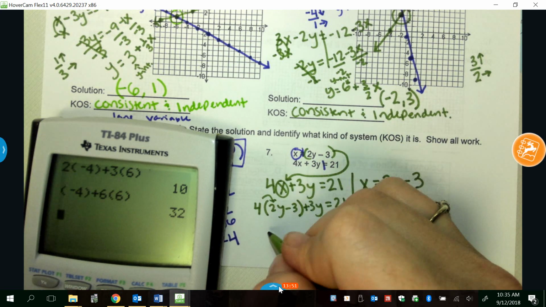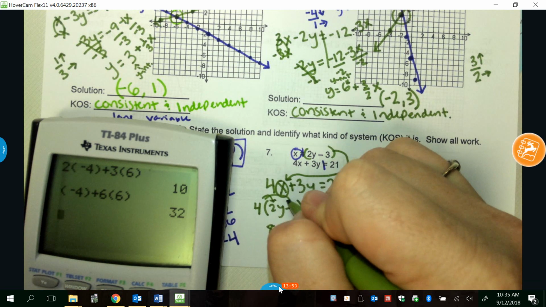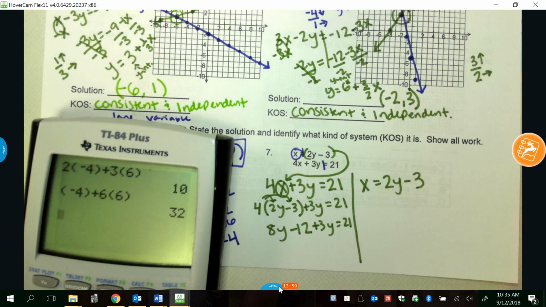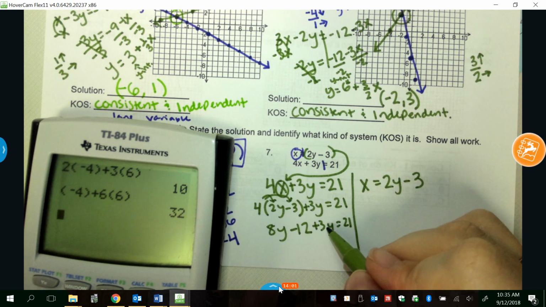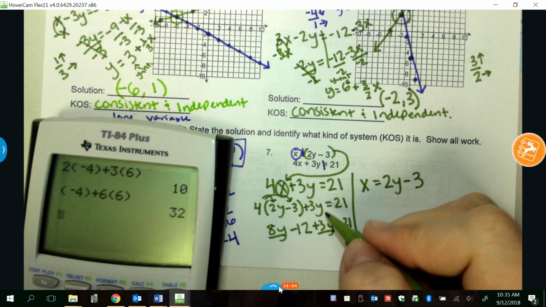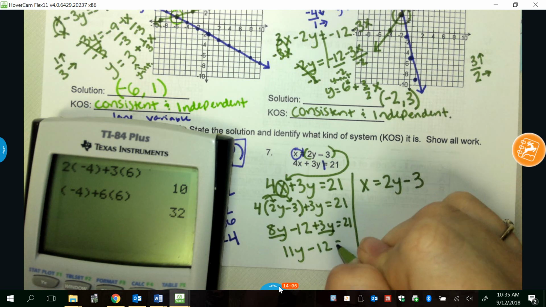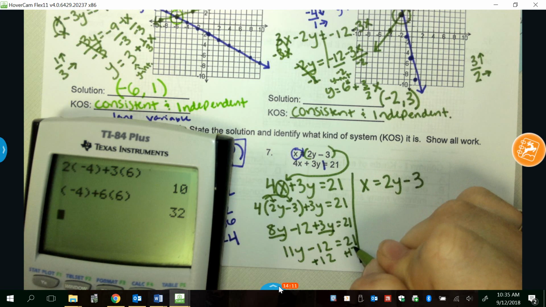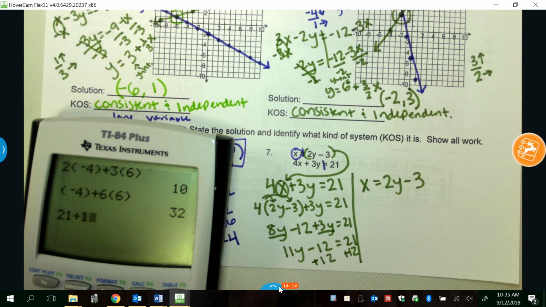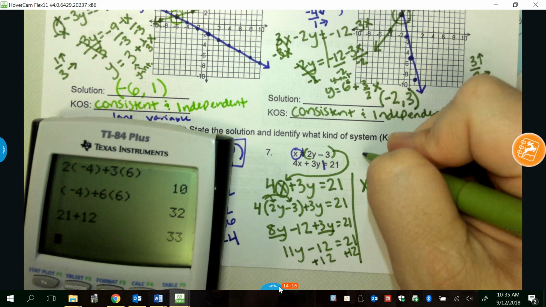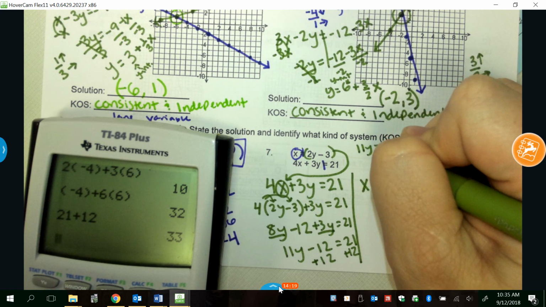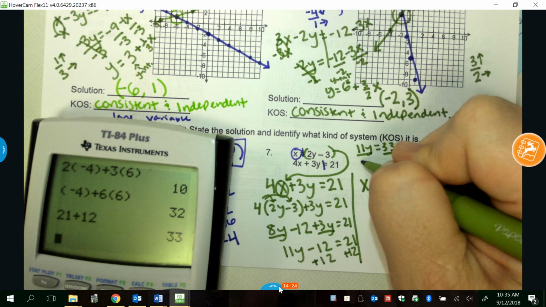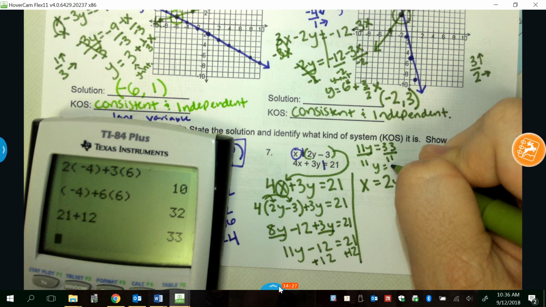So distribute gives me 8y minus 12. Bring down everything else, plus 3y equals 21. Combine like terms, 8y plus 3y, 11y minus 12 equals 21. I have to get rid of that minus 12 by adding 12 to both sides. 21 plus 12 is 33, so I have 11y. I'm going to bring it up here so y'all can see. 11y equals 33. Last step, always divide. So y equals 3.